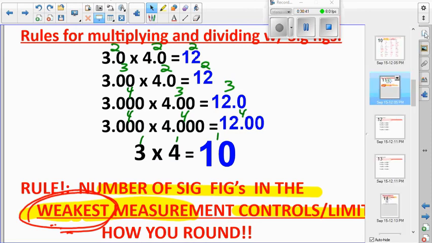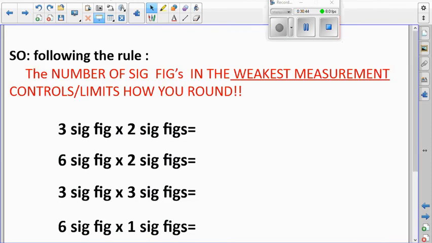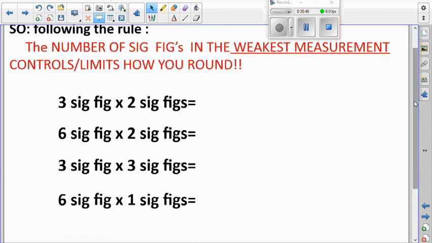Let's try this exercise. You don't have to write this down necessarily, or you could write SF for sig fig if you wanted. So it's 3 sig figs times 2 sig figs. How many sig figs would you be allowed to keep regardless of the numbers? Only 2. 6 sig figs times only 2 sig figs, you'd be allowed to keep 2. What about 3 times 3? 3. What about 6 sig figs, a really precise measurement, times a really crappy one, 1 sig fig? Only 1. Okay?